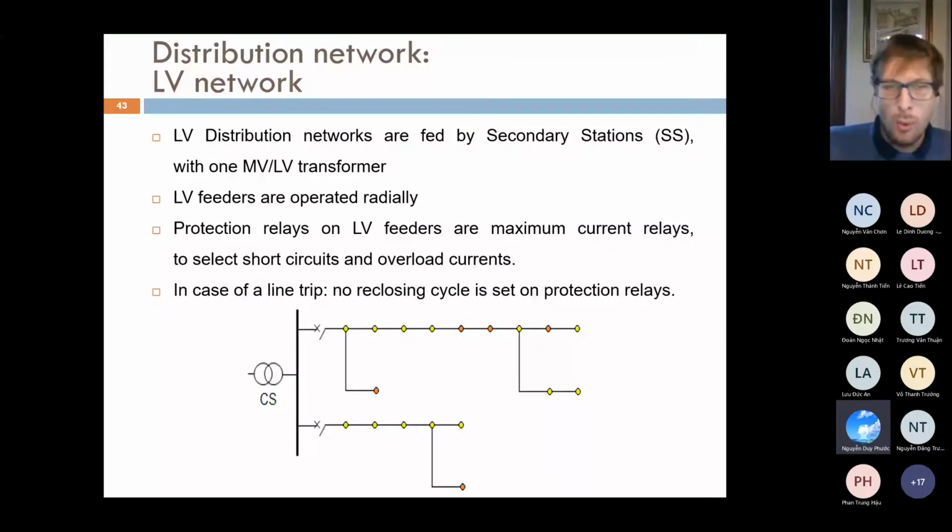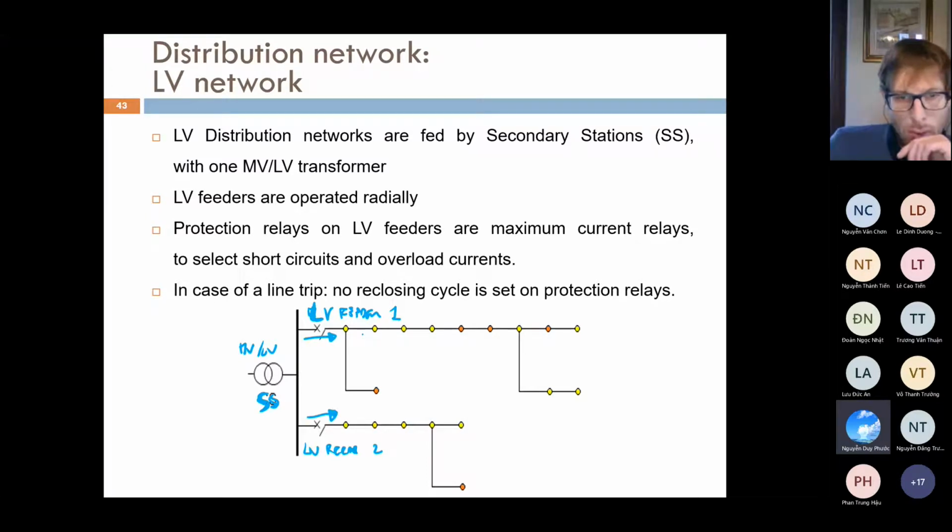Okay. What about the last part of the distribution network, the low voltage network? Basically, the low voltage network starts from a secondary substation, medium voltage to low voltage, from which you have some low voltage feeders, low voltage feeder 1, low voltage feeder 2, okay. And basically here, look, the power goes to the final users, which are those points here.